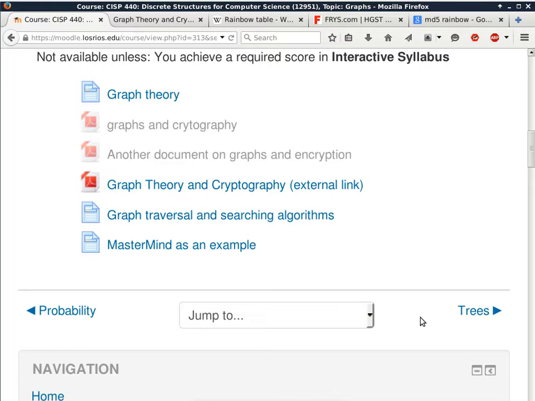Okay, that's going to be a fun one because how many people know how to play that game, Mastermind, the board game? No. Okay, it's actually a pretty good one because I think it relates to both graph theory and also cryptography to a certain extent. Okay, not entirely, but to a certain extent, it also applies to cryptography. So we'll go ahead and get started with graph traversal and searching algorithms first.